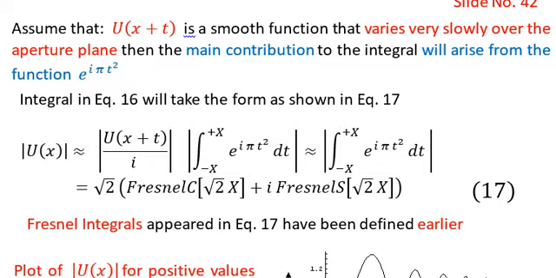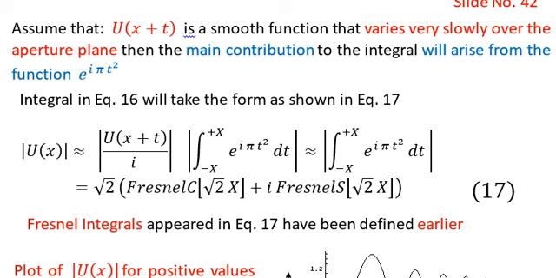Now you see that we assume that u of x plus zeta is a smooth function that varies very slowly over the aperture plane. It is not a grating function which changes abruptly, but any natural scene, or any scene that looks very natural. So u of x comma t is a smooth function that varies very slowly over the aperture plane, and the main contribution to the integral will arise from the function e to the power iota pi t square.